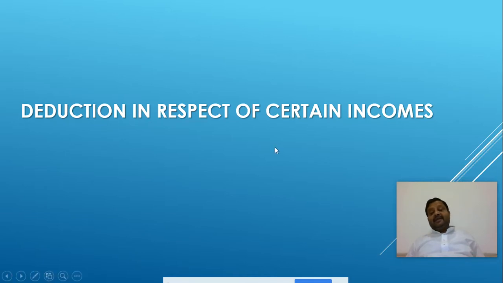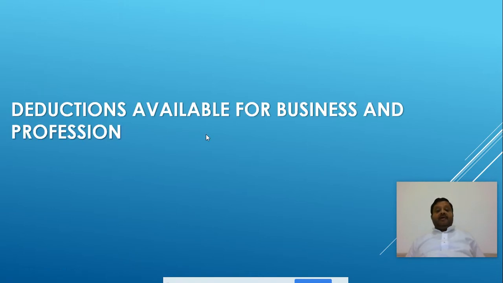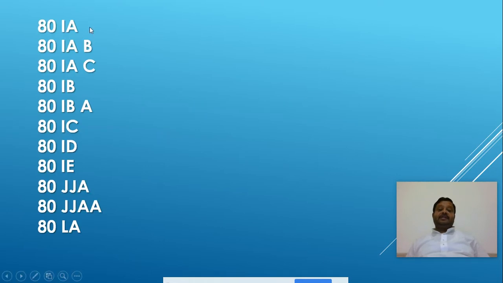Also, we will see the deductions in respect of certain incomes, where sections 80QQB, 80TTA, and 80U are there. We will also discuss the deductions available for business and profession. That is, these deductions can be claimed only if you run a business or profession, or if the income comes from profits and gains of business or profession. These sections include 80IA, 80IAB, 80IAC, 80IB, 80IBA, 80IC, 80ID, 80IE, 80JJA, 80JJAA, and 80LA.